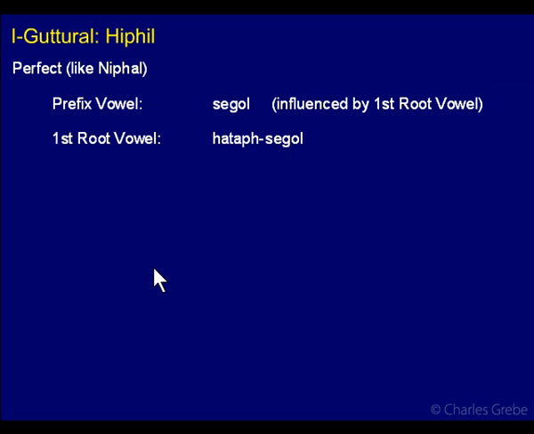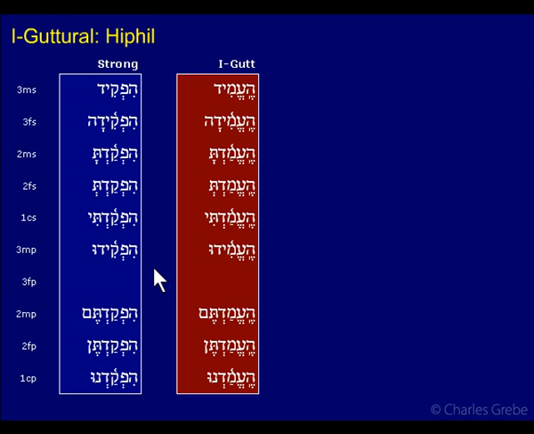Okay, so in the perfect, like the Niphal, we have the segol and we have the chataf segol. Here I'm comparing the strong Hiphil and the first guttural Hiphil. And again, you can see a direct comparison here. So we have hifkid, he'emid. It's the first part that's changed, right? Hi with a silent shava becomes segol with chataf segol. And of course we have our metheg there.